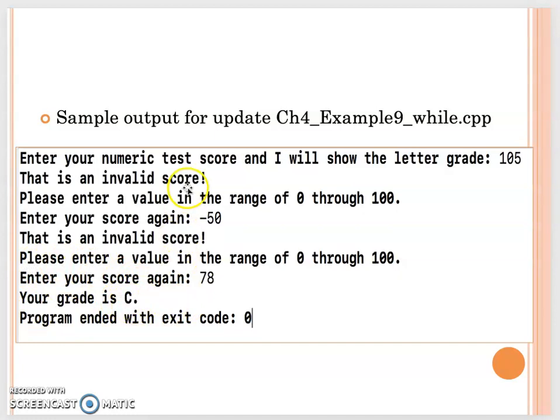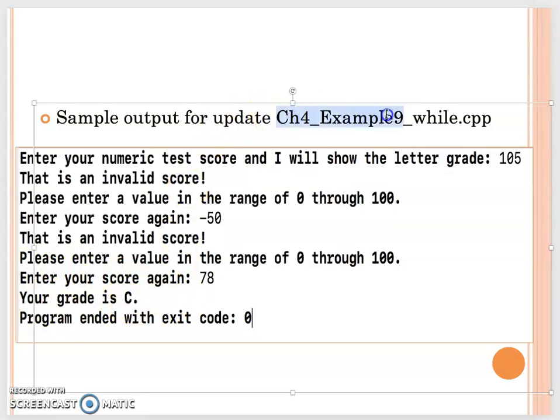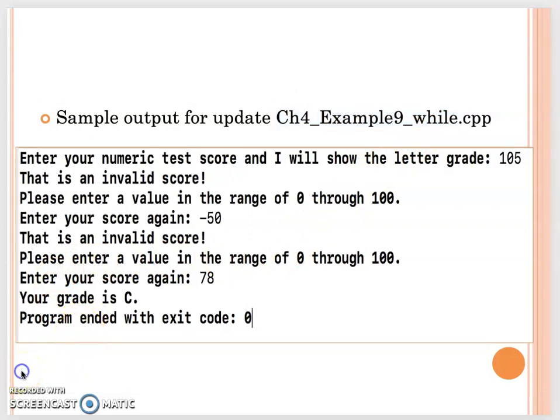So that's what I want you to modify from chapter 4, example 9. Change to the while loop. Then you will validate user input until they are correct. Then you display the output. Here I will show you how to modify. But now what I want you to do is, please pause the video. Think about how you will do it. Then check my answer.